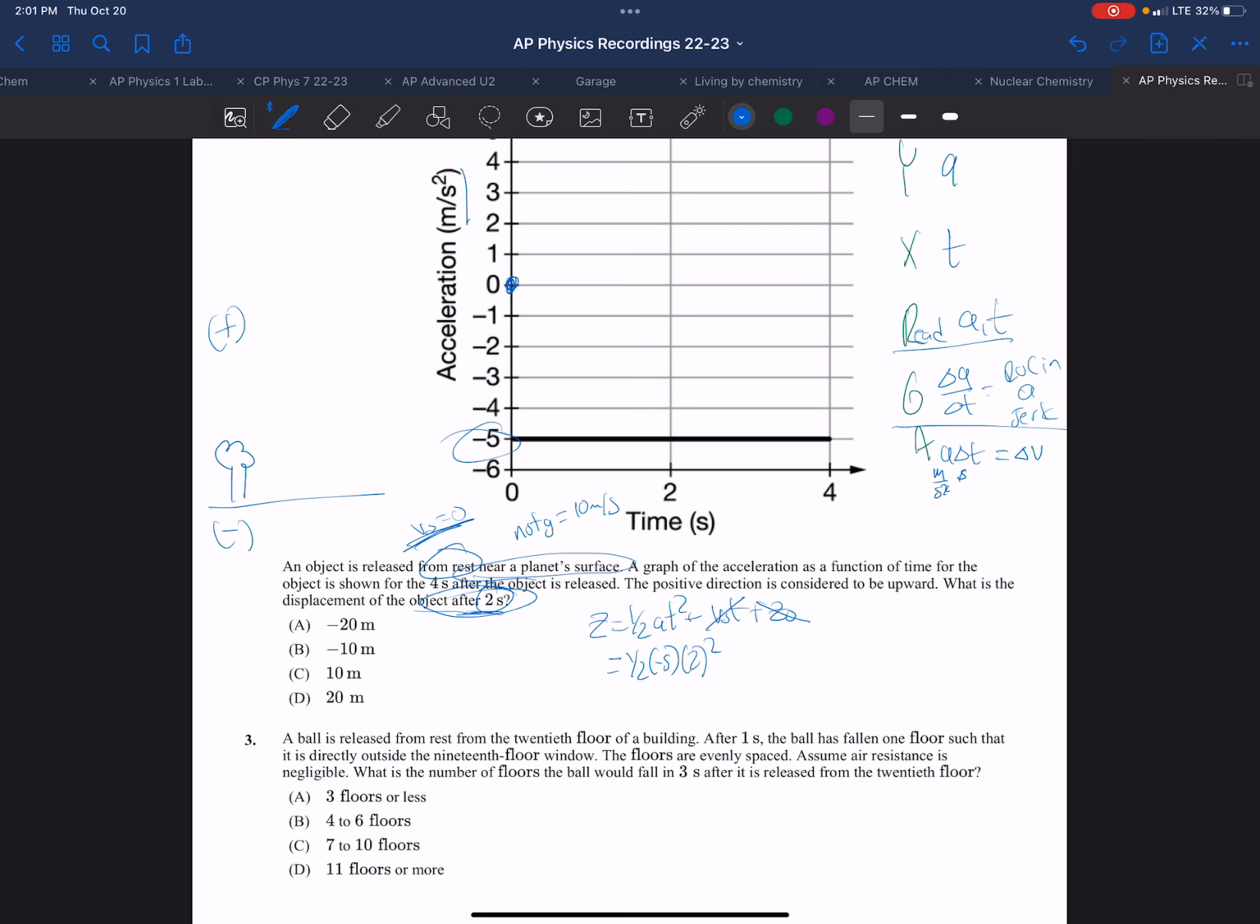We want to be careful with this question if we're reading quickly, because they give us two different times. They're just saying the graph is for 4 seconds. They want to know the displacement after 2 seconds. So we have 1/2 times 4 times minus 5. That's minus 2 times minus 5, which gives us minus 10. Minus 10 meters is the displacement it would experience.